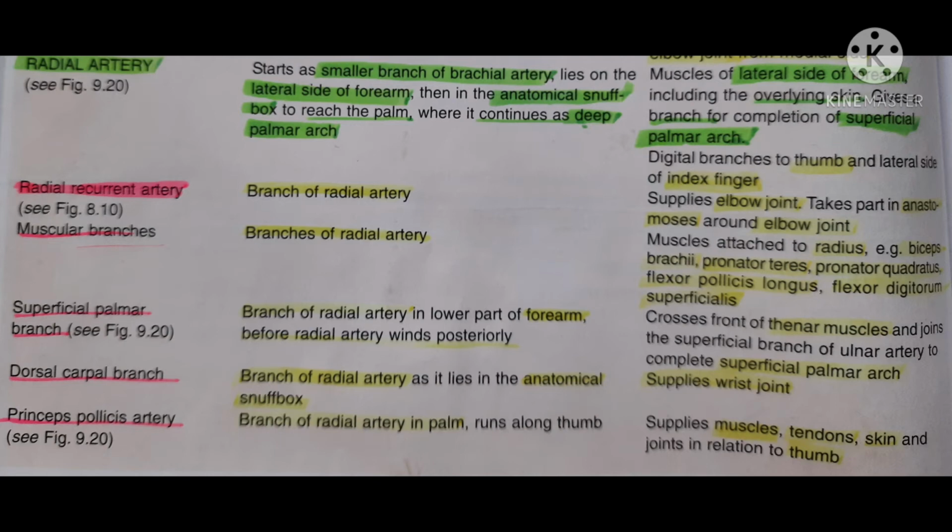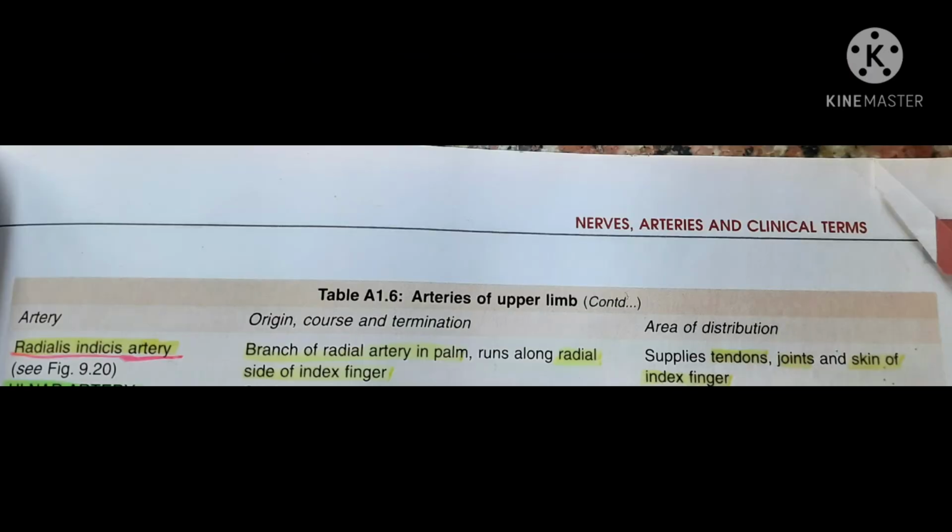Dorsal carpal branch, a branch of the radial artery as it lies in the anatomical snuff box, supplies the wrist joint. Princeps pollicis artery, a branch of the radial artery in the palm, runs along the thumb and supplies muscles, tendons, skin and joints in relation to the thumb. Radialis indicis artery, a branch of the radial artery in the palm, runs along the radial side of the index finger and supplies tendons, joints and skin of the index finger.